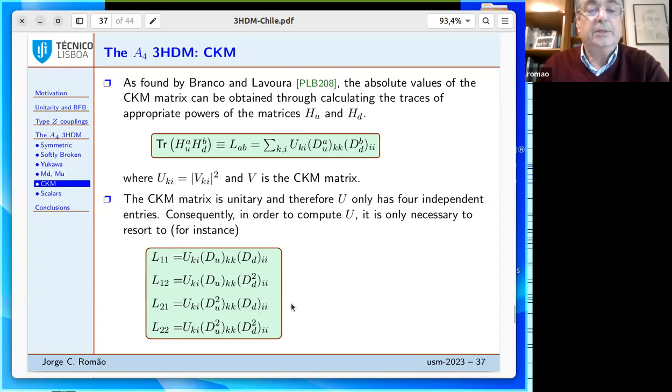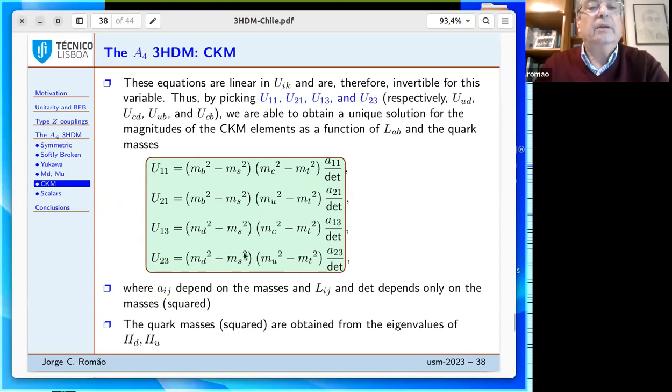You can invert these expressions, like I'm showing here, and for instance, choose 4 of them. For instance, U11, U21, U13, and U23. We found it more convenient to work with these 4 because they are better known. Then you have an expression for this absolute square of the CKM matrix written in terms of the masses of the quarks. The determinant also only depends on the masses, and these A11, A21, A13, and A23 are complicated expressions that I'm not writing here.